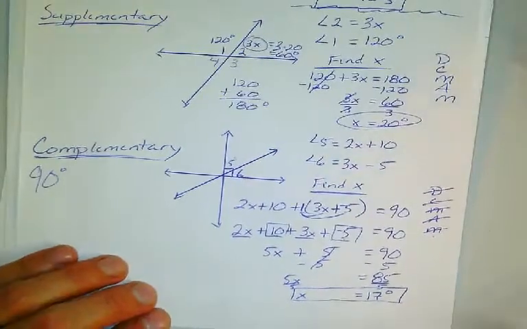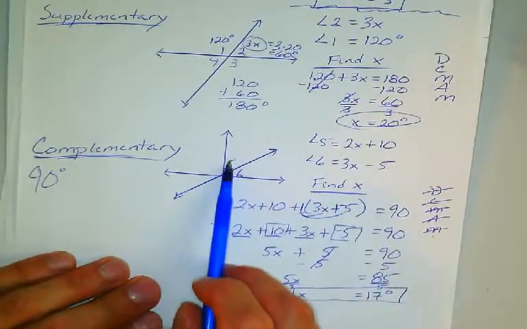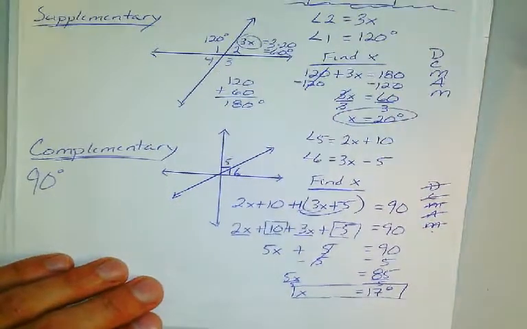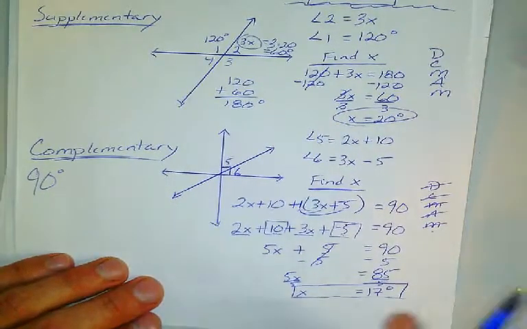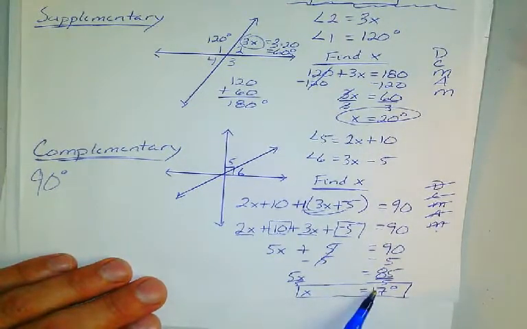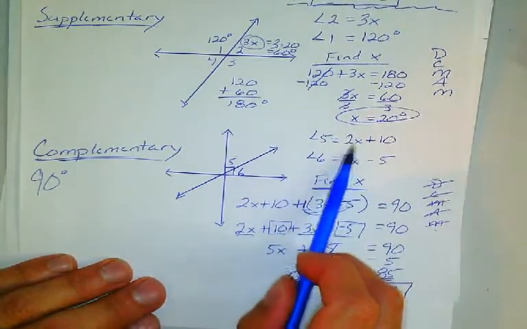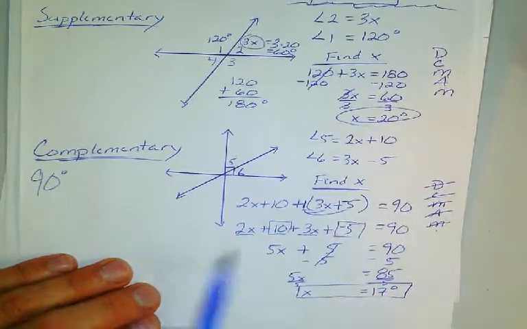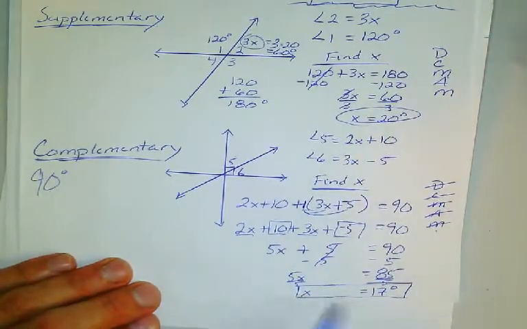Now, we could take it a step further and go in and actually find angles 5 and 6. I don't think your homework asks you to do that, so I'm not going to take any more of your time. But if you were asked, you would just take 17 and replace x in both expressions with 17.